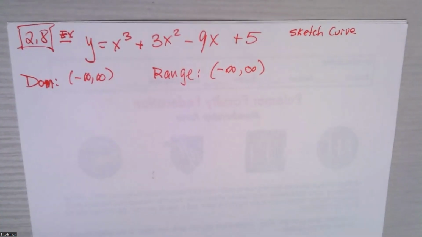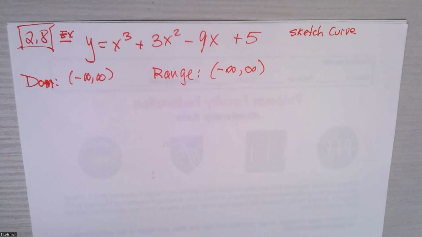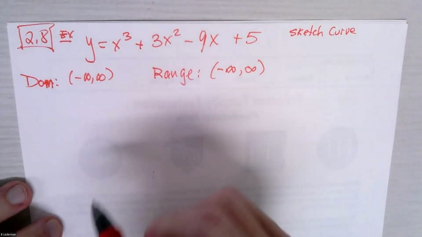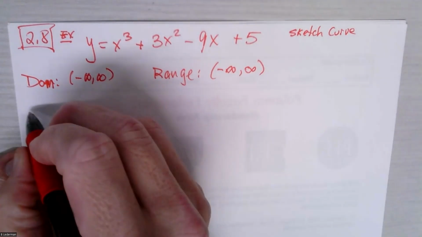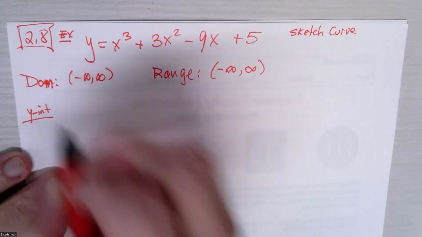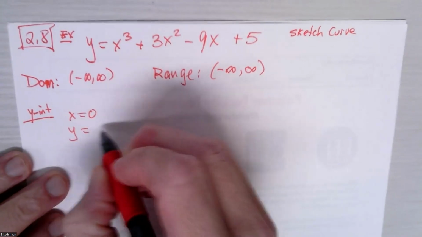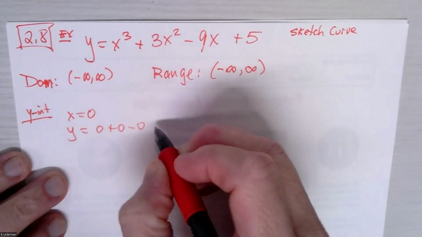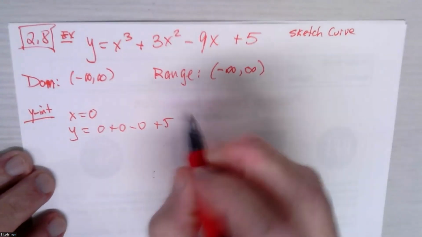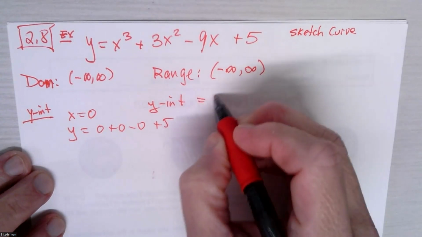The next thing I want is the X-intercepts and the Y-intercepts. To get the Y-intercept is very easy. You just set X equal to 0. So Y equals 0 plus 0 minus 0 plus 5. So the Y-intercept equals 5.